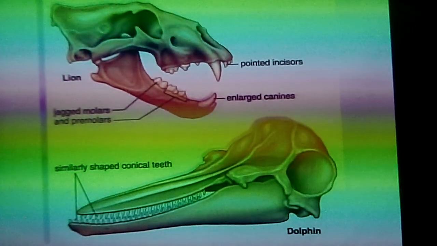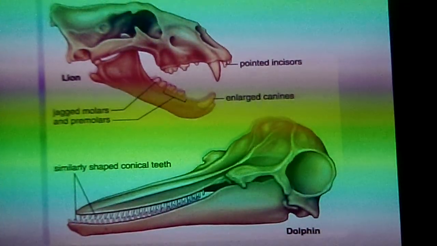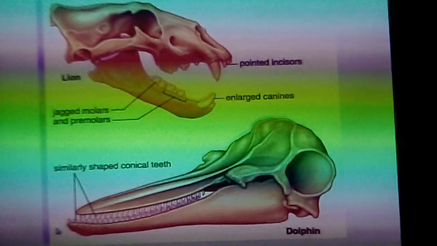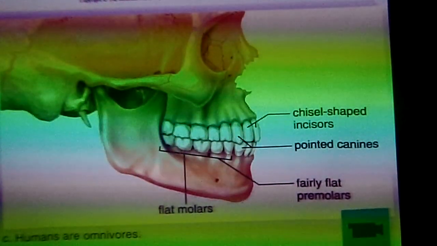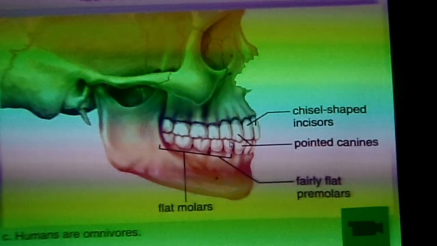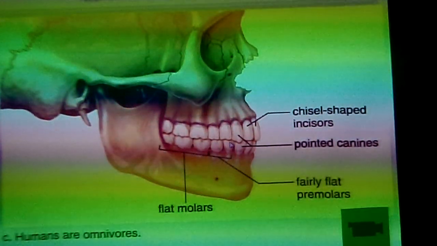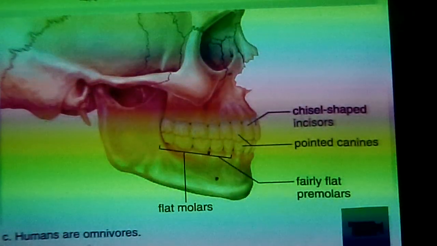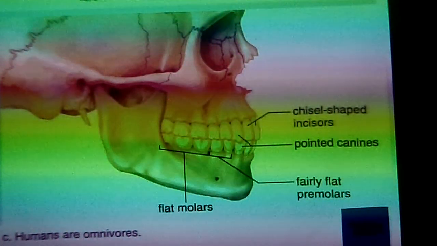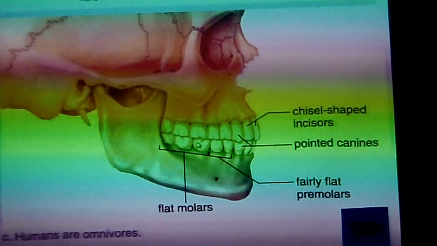Sharp teeth are meat eaters. And flatter teeth are usually for eating plants. And humans have kind of a combination because we eat some meat and some plants. So we're omnivores. When did humans start eating meat? When did we start eating meat?